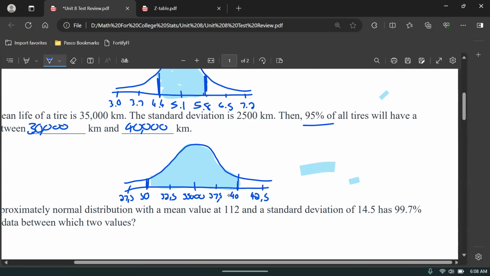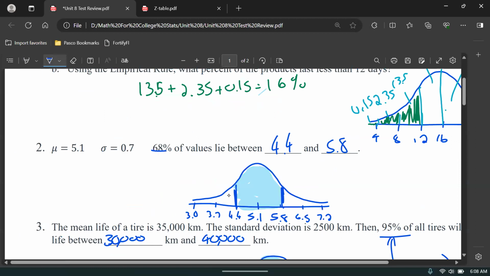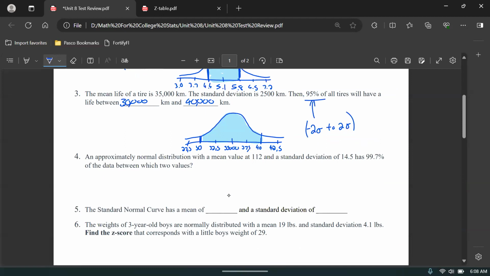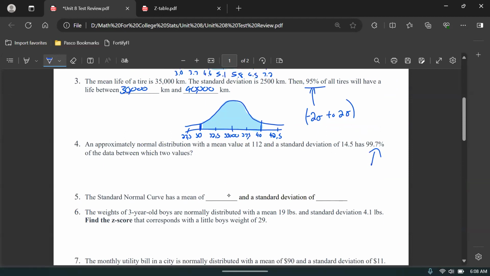All right. I'll make a couple little notes here as well. -2 standard deviation to +2 standard deviation. And this one, 68% is -1 standard deviation to +1 standard deviation. All right. And this one's, of course, going to be from the third to the third. So from -3 standard deviation to +3 standard deviation. So we'll draw this one out.